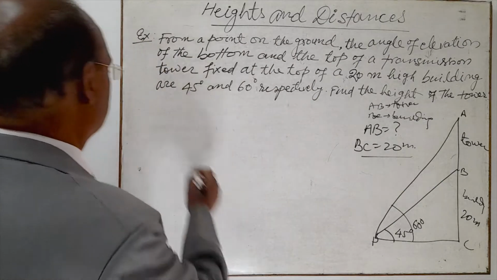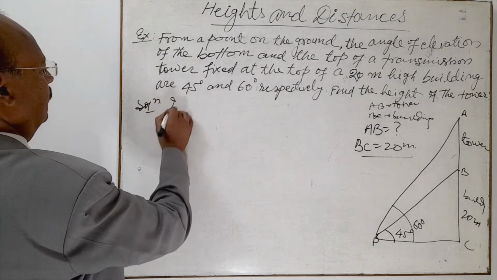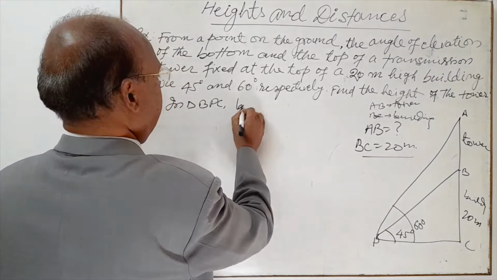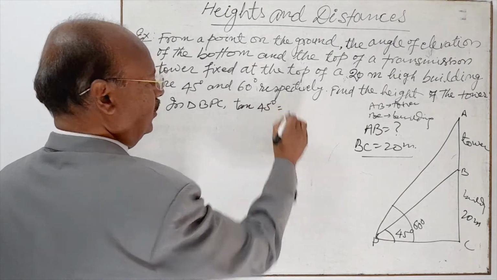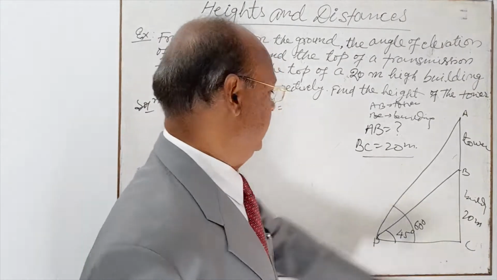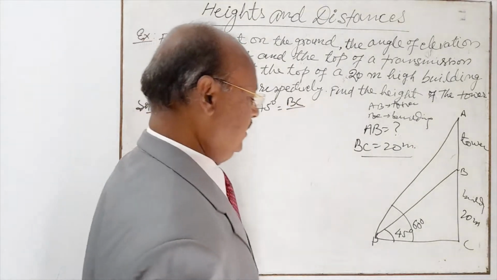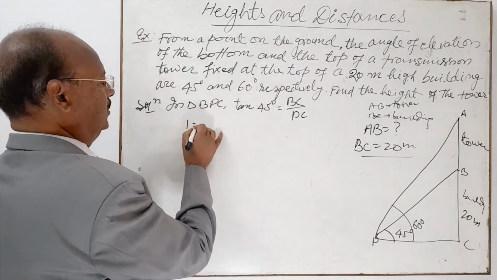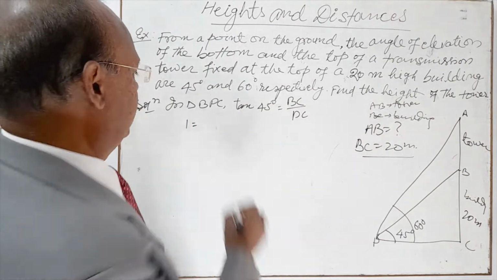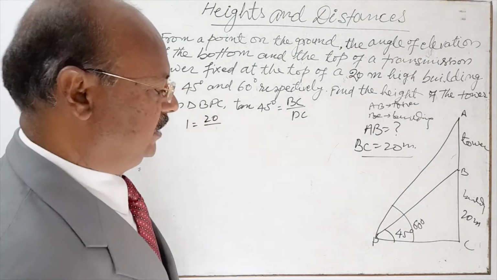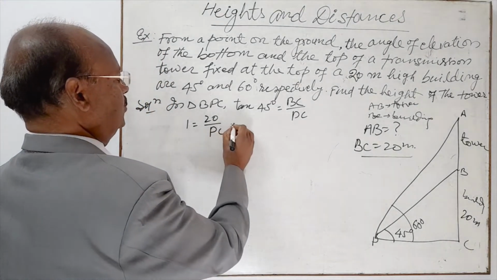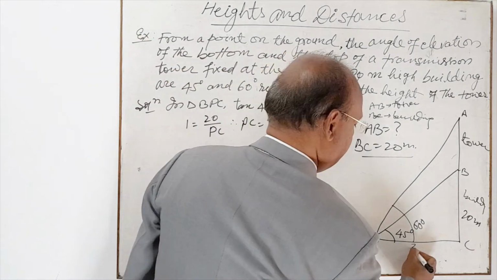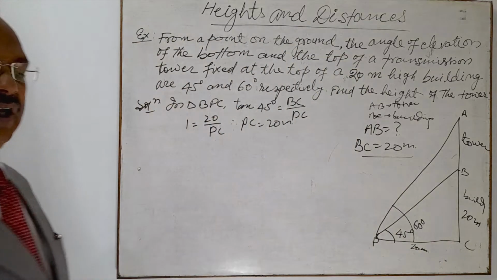First of all, here we will take the right angle triangle BPC. So in triangle BPC, we can write tan of 45 degrees is perpendicular BC over base PC. And you know tan 45 is 1. So 1 is equal to BC, which is 20, over PC. Therefore PC is equal to 20 meters. Now it becomes 20 meters, correct?